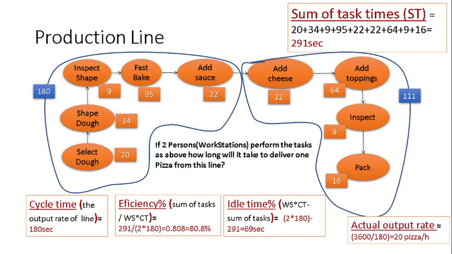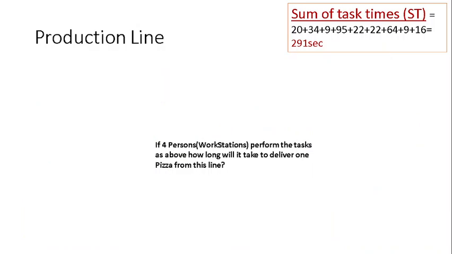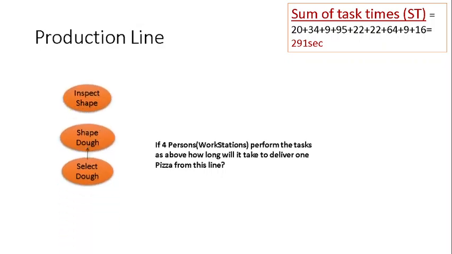Of course, the manager might not be so happy with that and might try to figure out another setting, more, let's say, more efficient, more productive, with a higher output rate. So another question that could be asked is, what if we could employ 4 persons or 4 workstations in order to perform the task and try to figure out if we have a better output rate? So let's figure out if we can do something like that.